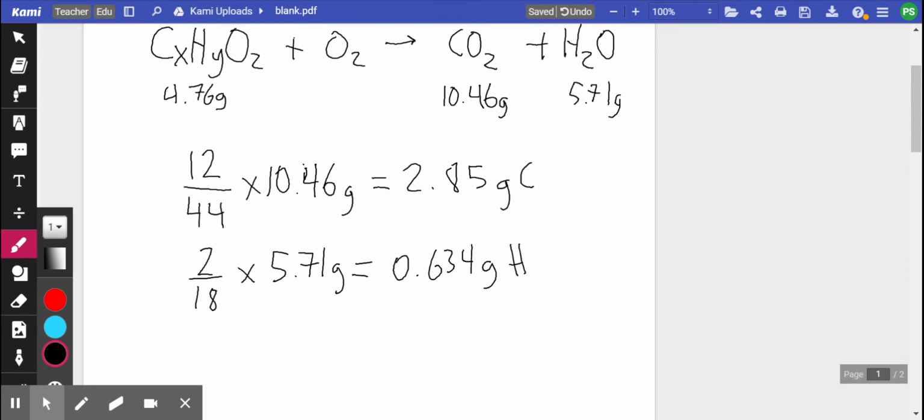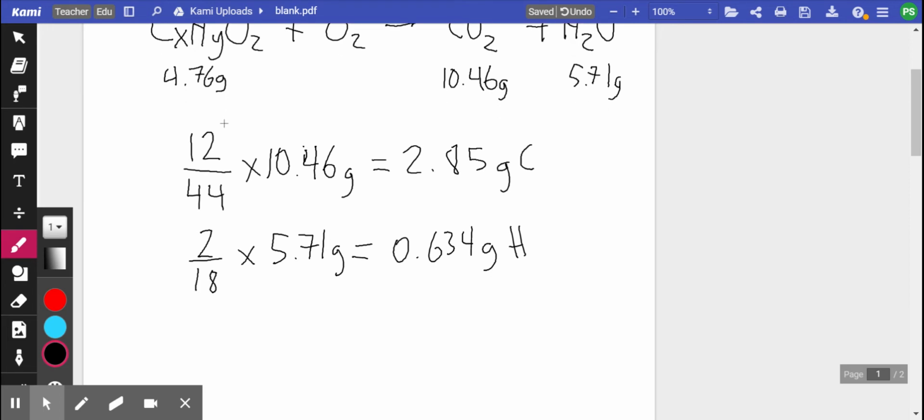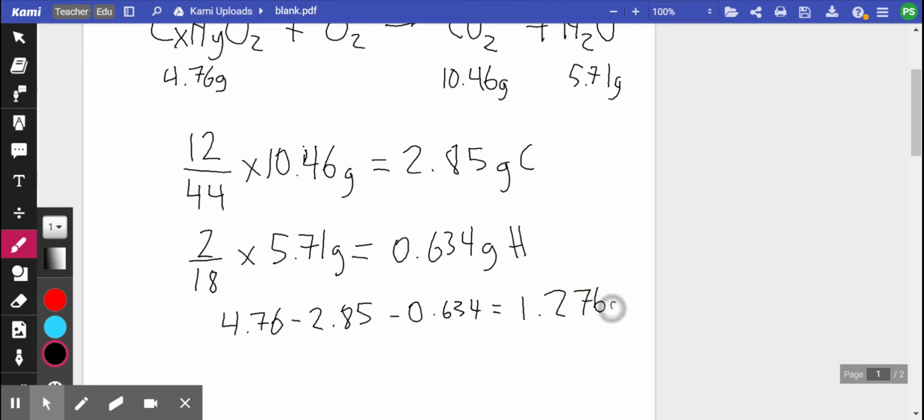Now, since we know the mass of carbon and hydrogen, and we know the total mass of organic compound, if we subtract these numbers, we find out how much oxygen there's left. How much oxygen there is in the sample. And we get 1.276 grams of oxygen.